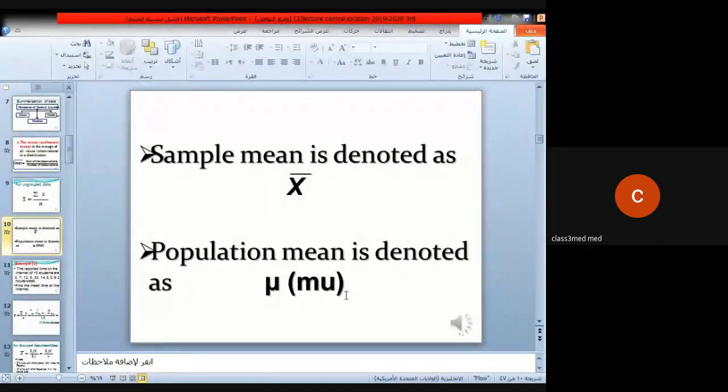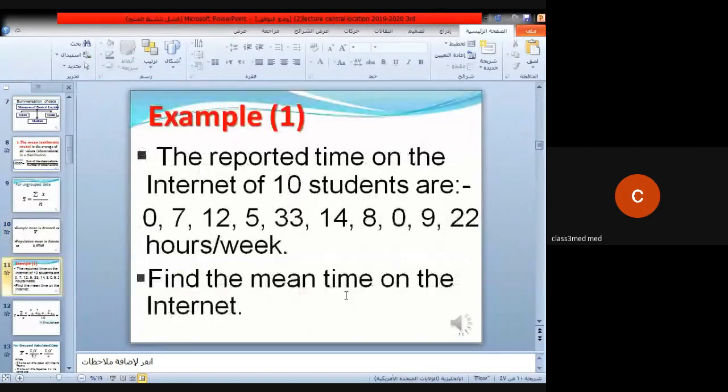We will take examples about how to calculate the mean from ungrouped and grouped data, and we will apply them practically, God willing, in class. The first example is about calculation of the mean for ungrouped or raw data. In this example, the reported time on the internet of 10 students are 0, 7, 12, 5, 33, 14, 8, 0, 9, and 22 hours per week.